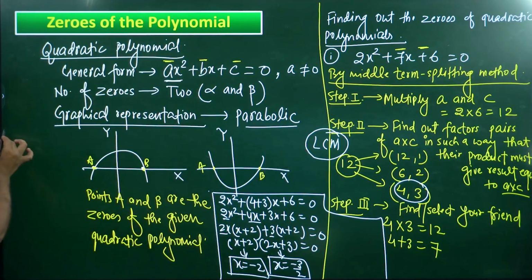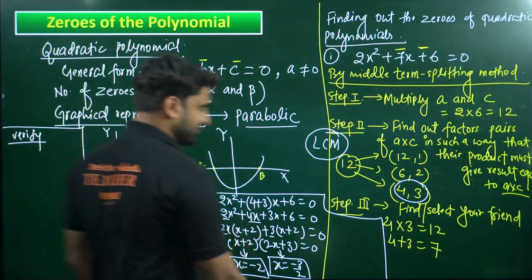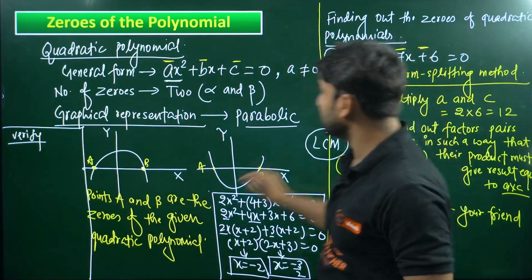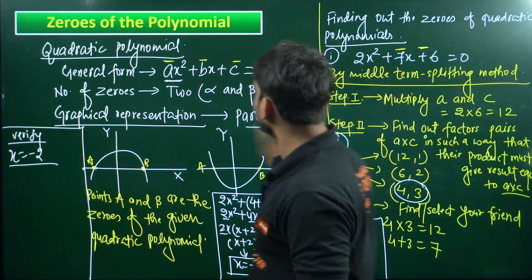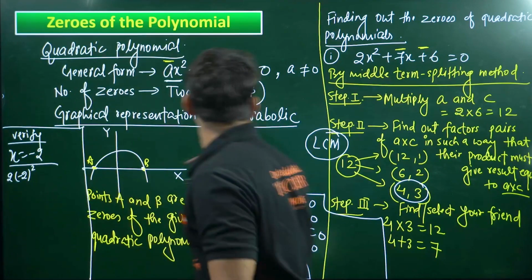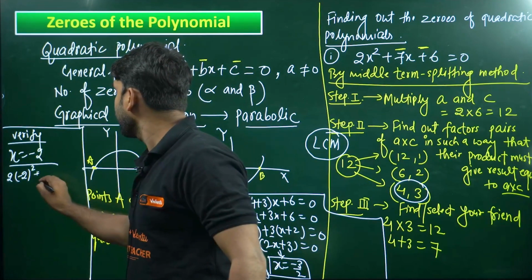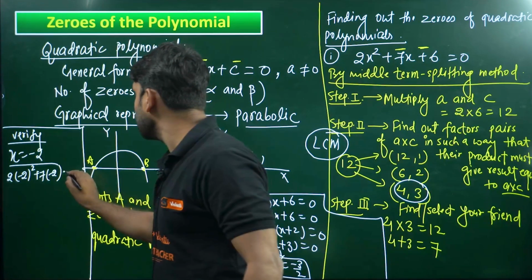So let's verify x is equal to minus 2 in that equation. So x is equal to minus 2. Now put minus 2 here, so 2 into minus 2 whole square, and this is 7x, so 7 into minus 2, and here is plus 6.